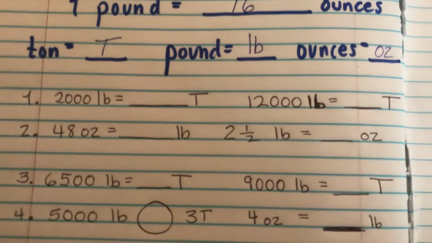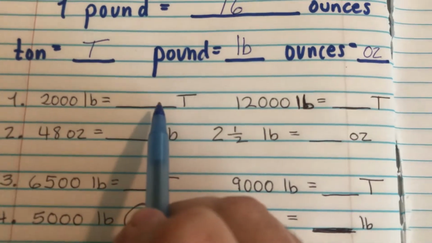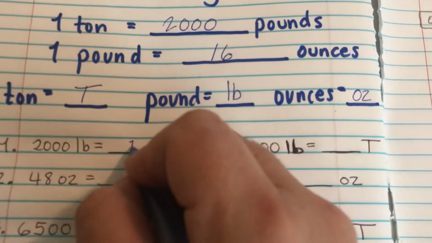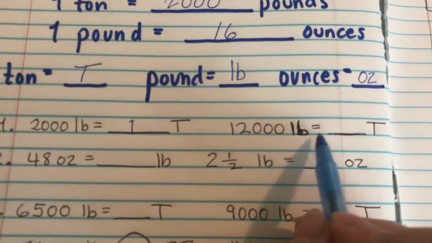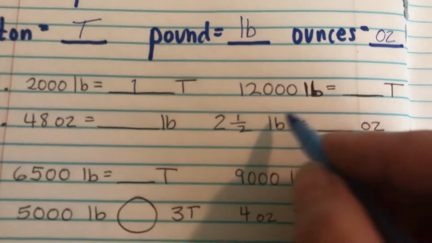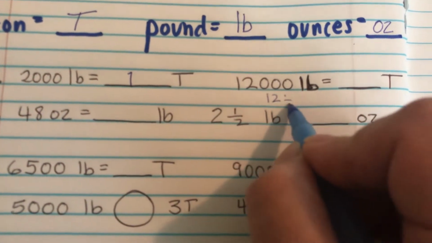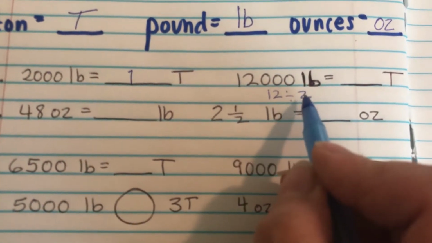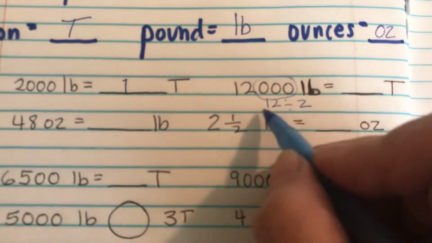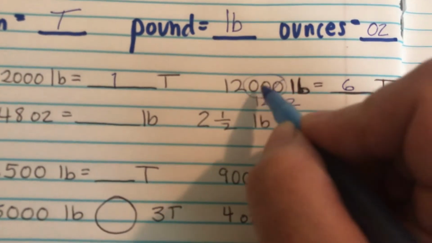Let's do some conversion practice. We already said that 2,000 pounds is 1 ton, right? But what if that was 12,000 pounds? All we'd have to do is take 12,000 and divide by 2,000, or 12 divided by 2 is 6, and we have 3 zeros in each. 12,000 divided by 2,000 would give us 6, okay?